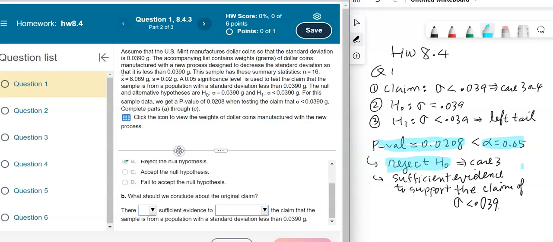Okay. What should we conclude about the original claim? The original claim is sigma is less than 0.039, so there is sufficient evidence to support the claim that the population standard deviation is less than 0.039. Okay.